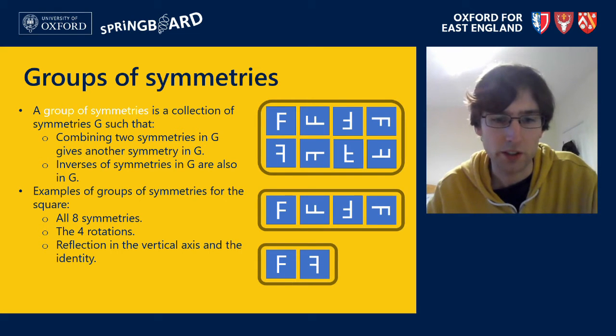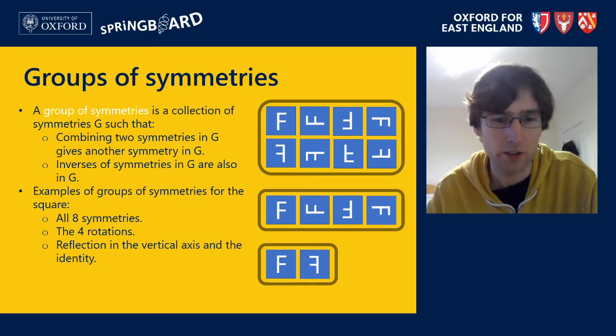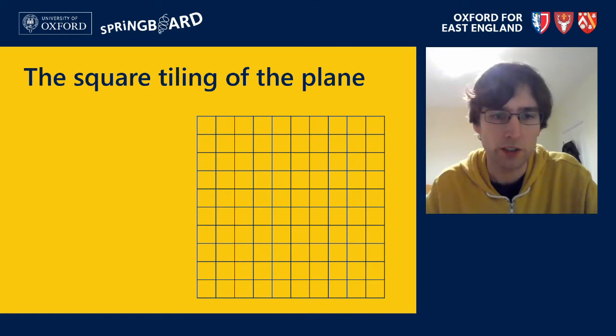Another example, with just 2 symmetries, we can take a reflection in the vertical axis, say, and the identity. This is a group of symmetries because performing the reflection twice will give you the identity. You can also just take the identity by itself, which is kind of a dumb example, but it is still an example. Let's now move on to another example, the square tiling of the plane.